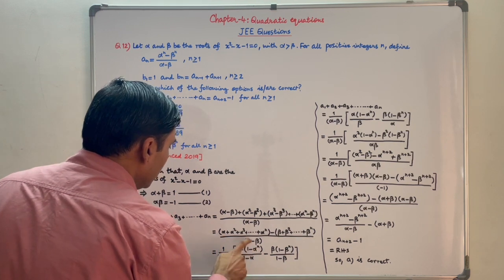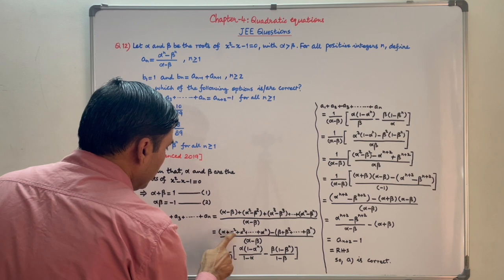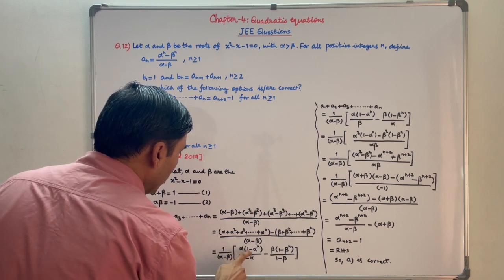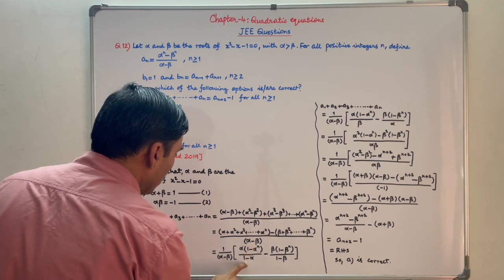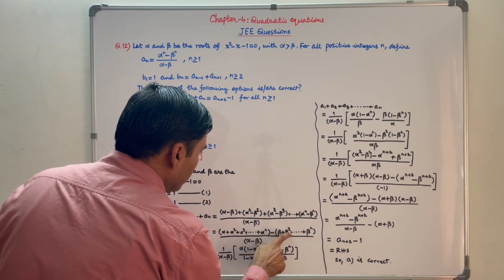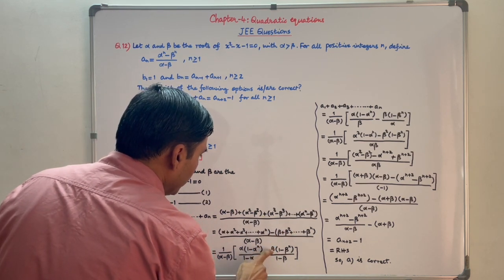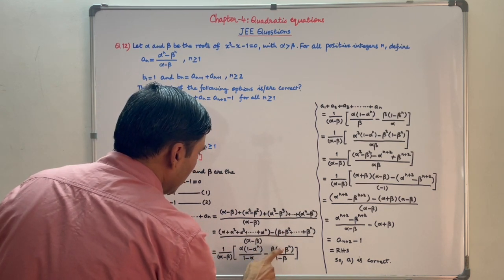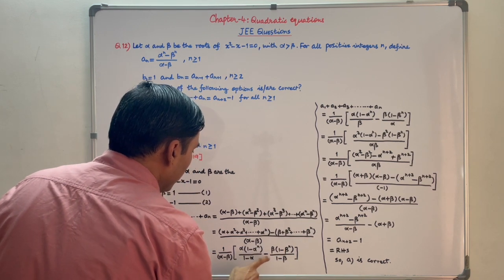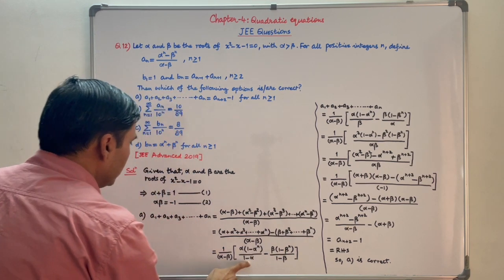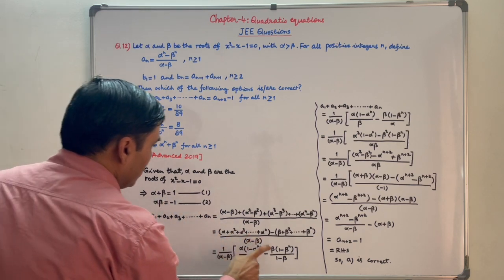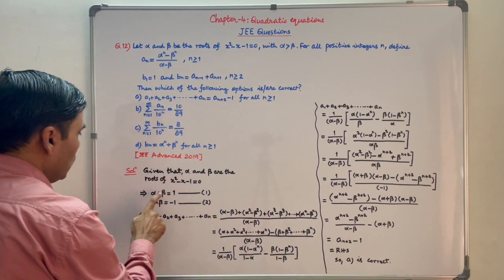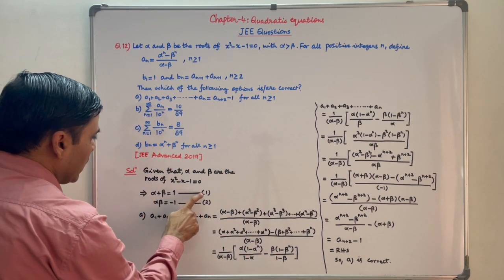number of terms. So sum of this GP series will be equal to alpha into 1 minus alpha to power n upon 1 minus alpha. And sum of this GP series will be equal to beta into 1 minus beta to power n upon 1 minus beta. Value of 1 minus alpha is equal to beta, and value of 1 minus beta is equal to alpha from equation number 1.